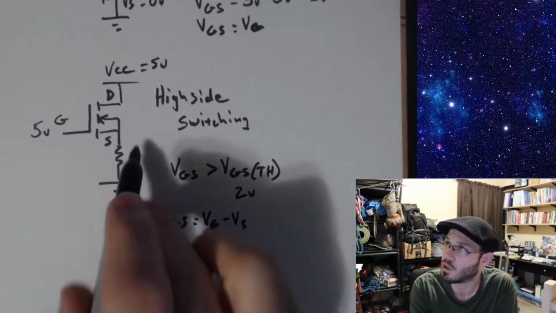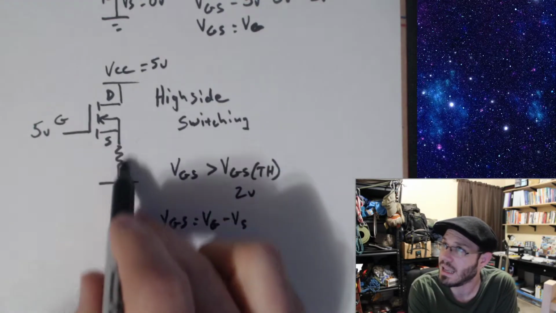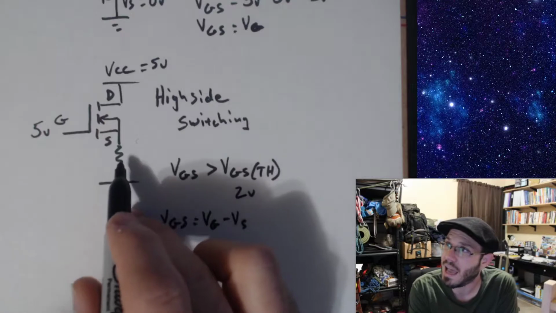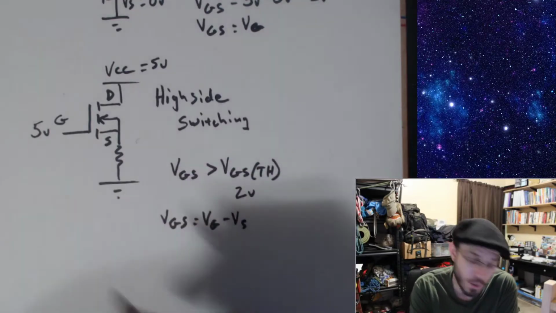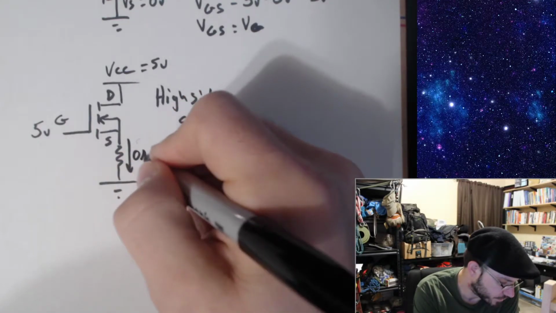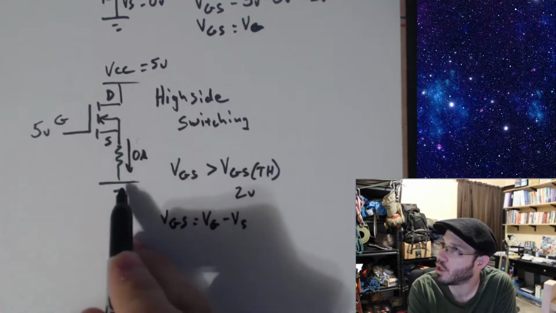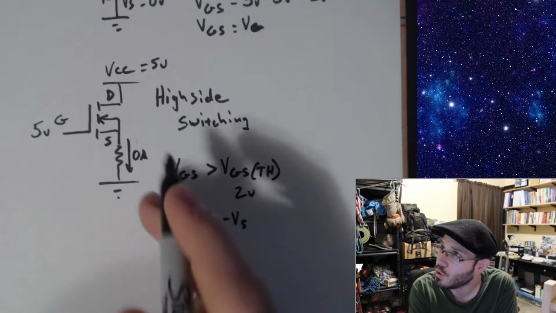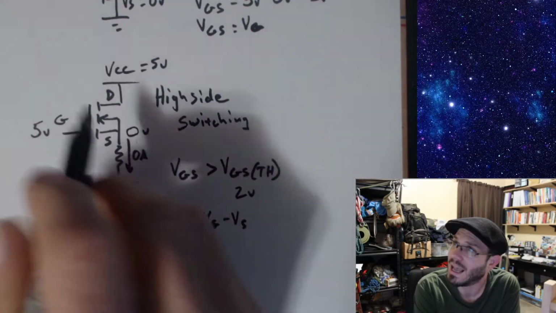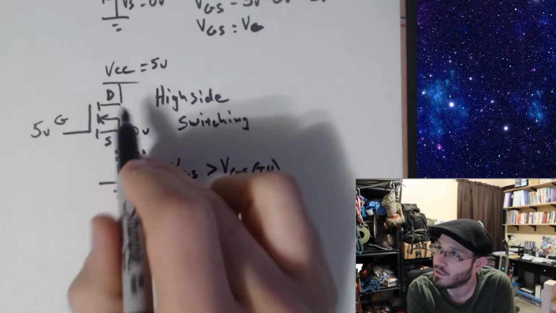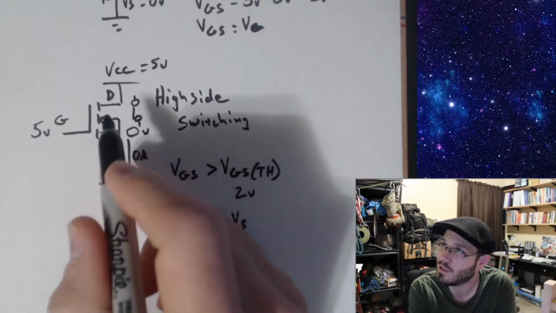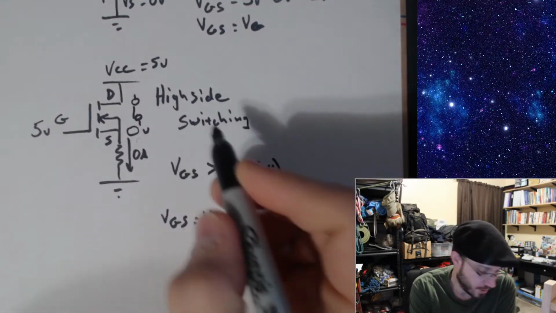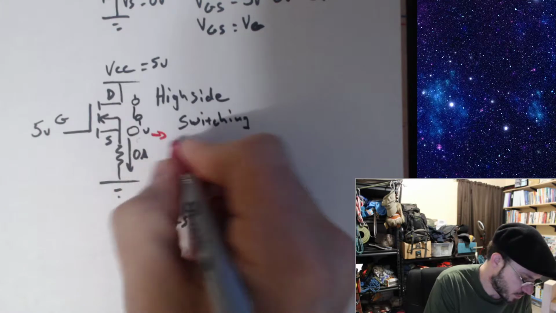But when you are trying to do high side switching, if this is on, then we have a voltage drop across this. So when we have 0 current flowing through here, we have 0 voltage drop across the load. And so you do have 0 volts at this point, and this is 5 volts. But once this turns on, now this ends up turning into 5 volts.